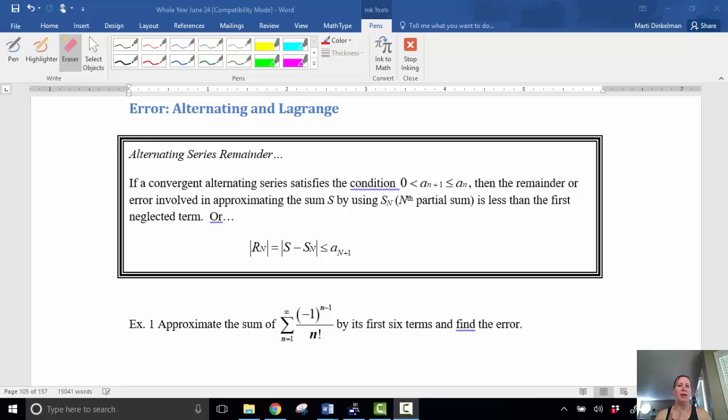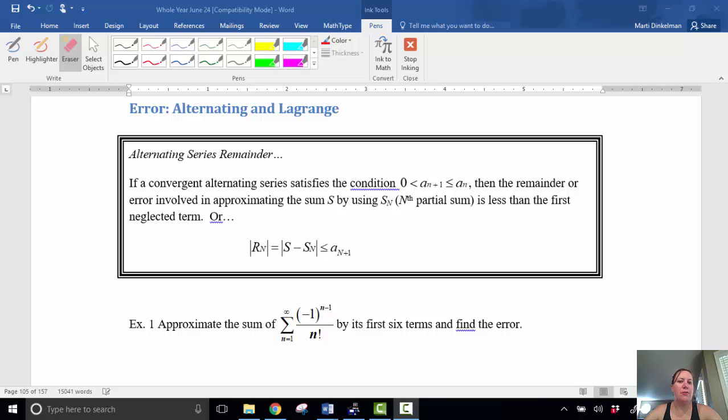So there are two kinds of errors. One is for just a regular alternating series, and then the other is really for when you have a Taylor series or a Lagrange. And a lot of times they'll tell you specifically what they want you to do. If you're not sure, but you see that it's alternating, then you can use the alternating, which tends to be the one that's just a little bit easier.